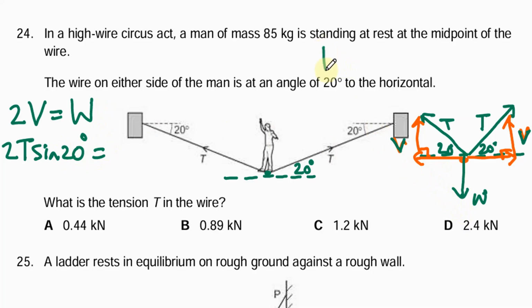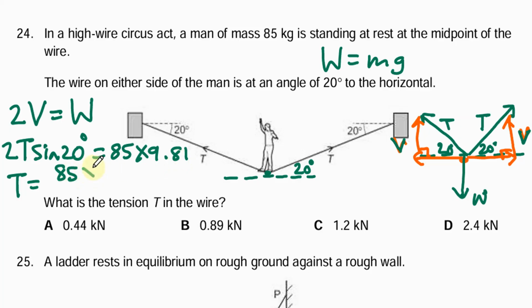And we know that weight is mass times gravitational acceleration. So the mass is 85 kilograms. G, of course, is 9.81. And we simply solve this equation. We can make T the subject. So it's going to be the right-hand side here divided by 2 sine 20.